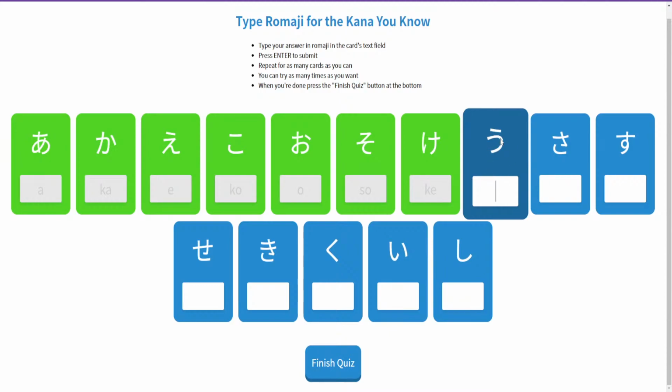Again, with one of the first 5 vowels, this one looks like a U turned sideways and just pronounced like question mark. Ooh, good job. Ooh.